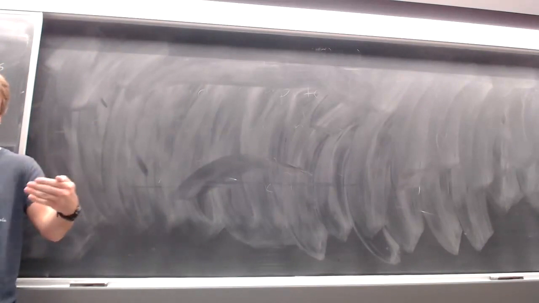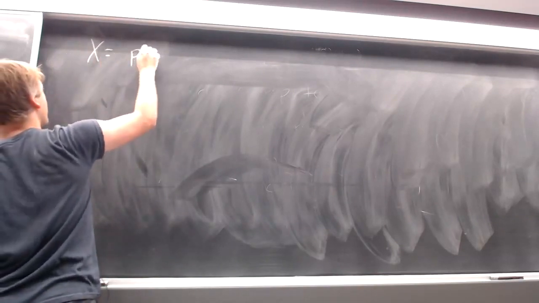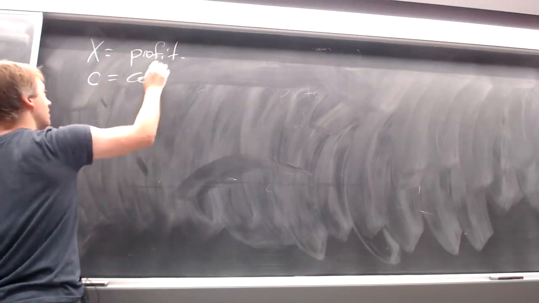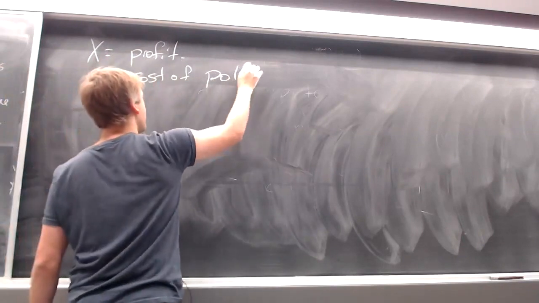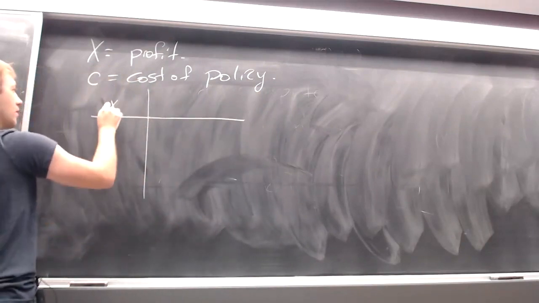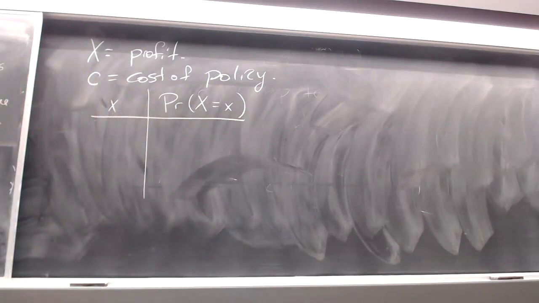Okay. So this is kind of a tricky one because it's kind of backwards. It's telling you the expected value, the expected profit, and it wants you to determine another variable with respect to that. So let's say X is the profit for the company. Let's say C is the cost of the policy. So I'm going to write a probability distribution.